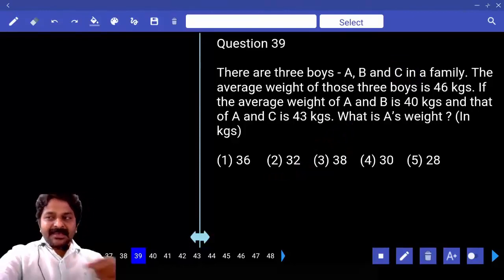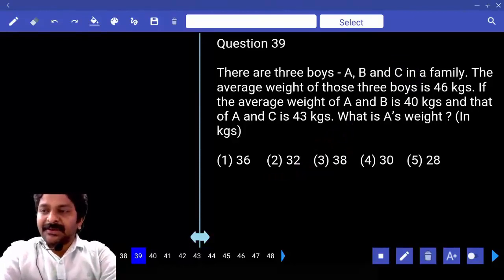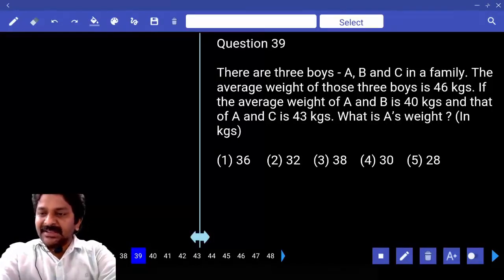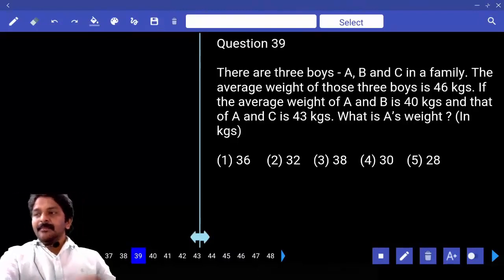There are 3 boys A, B, C in a family. The average weight of those 3 boys is 46 kgs. If the average weight of A and B is 40 kgs and that of A and C is 43 kgs, what is the weight of A? Okay. Number repeat case, so direct effect: 6 less, 3 less, 18 less. 18 less in the sense 28.